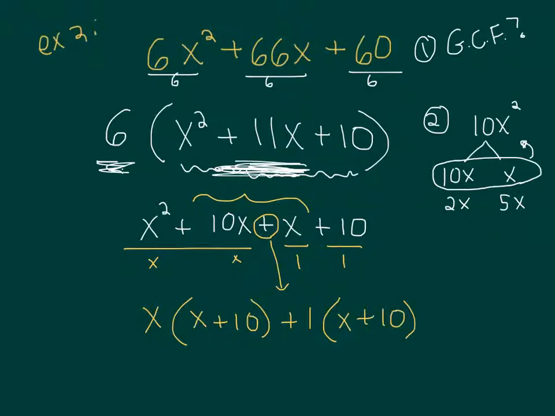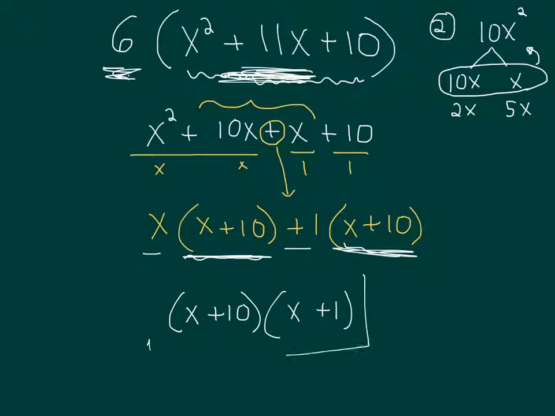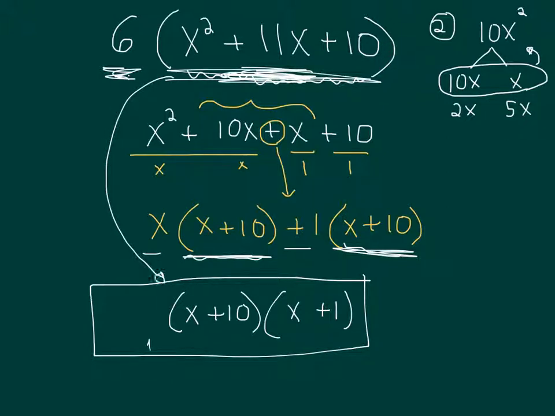And a nice check is that these parentheses should match each time. Otherwise, you did something wrong. So don't try to make it match. Make sure that it does actually end up matching. I'm going to take out the x plus 10, which is the common factor in this case. What's left is going to be x plus 1. And now I have the factored form of this trinomial, right? That trinomial is that, but I have to remember that it was initially multiplied by that 6. So I'm going to add that 6 in, and now I am done. And again, you can multiply it out and check your answer.